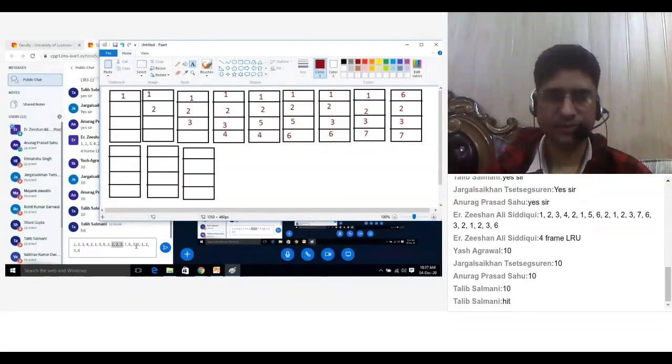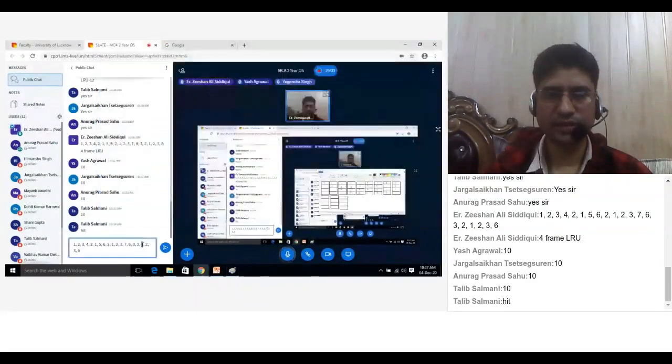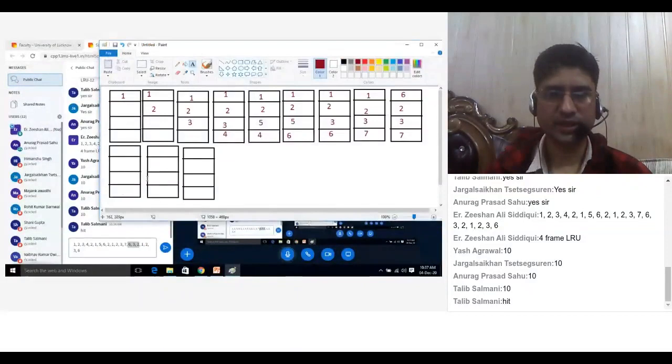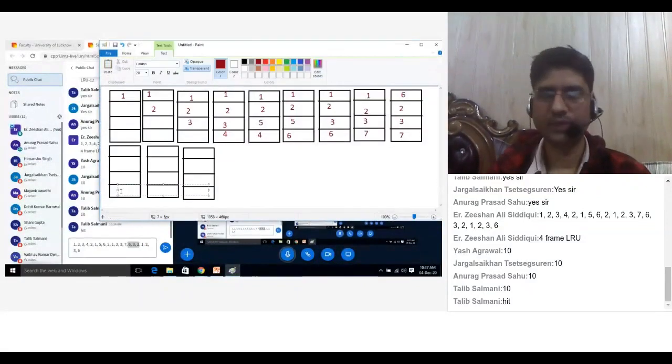3. 3 is a page hit, right? Yes, sir. 2 is also a page hit. Now we are getting this 1. So 1 से backward देखो. 2 3 7 6. 7 will be replaced. Exactly. 7 को replace करते हैं किससे? 1 से. 3 2.